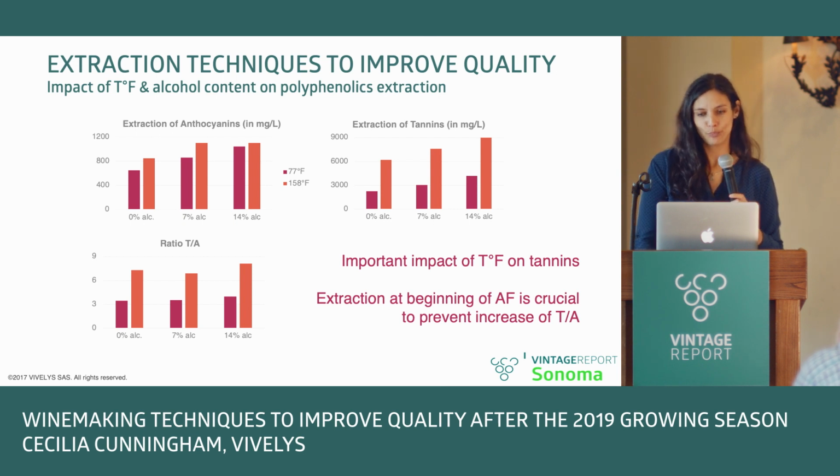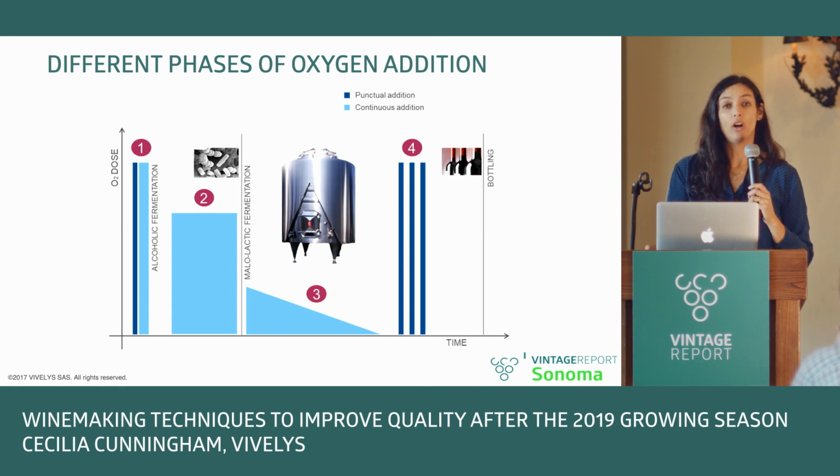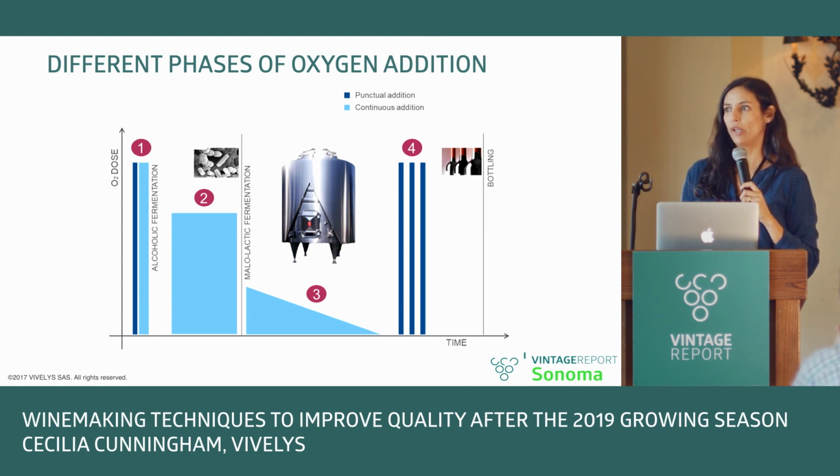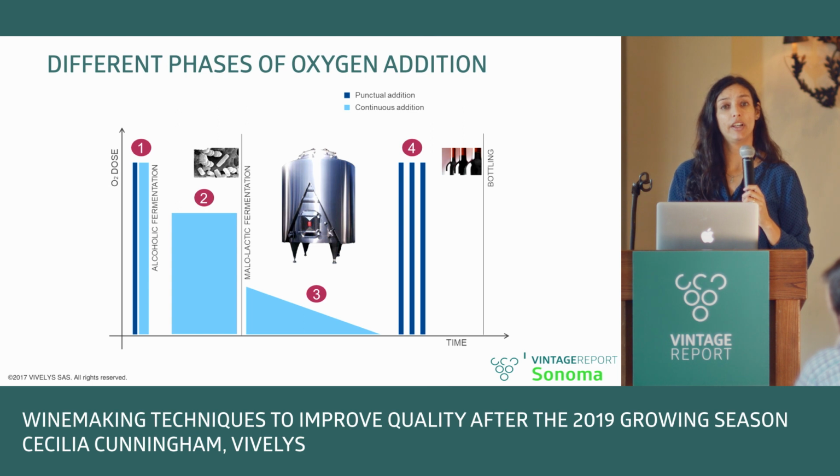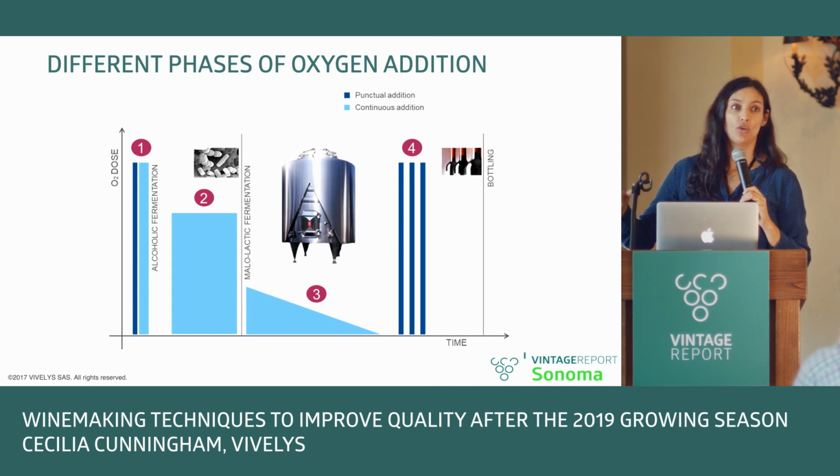So trying to maintain a healthy ratio between tannins and anthocyanins is an important part of the management of the extraction. In terms of oxygen, also a quick reminder, we have two ways of adding oxygen to our wines. A punctual addition, or macro-oxygenation, with a big amount added in a short period of time, or a continuous small addition that is normally added over a longer time. It can be weeks, it can be months.